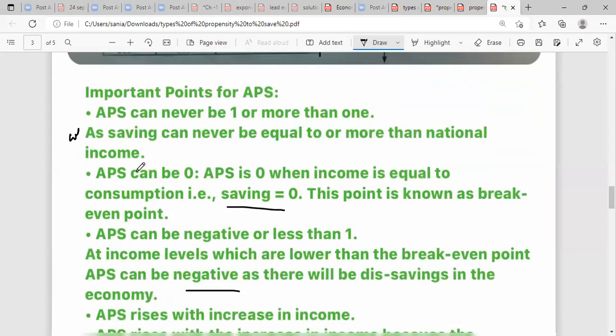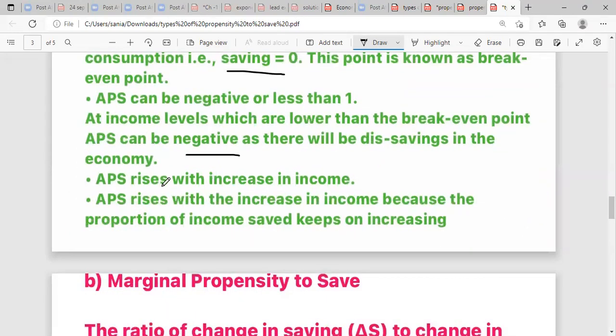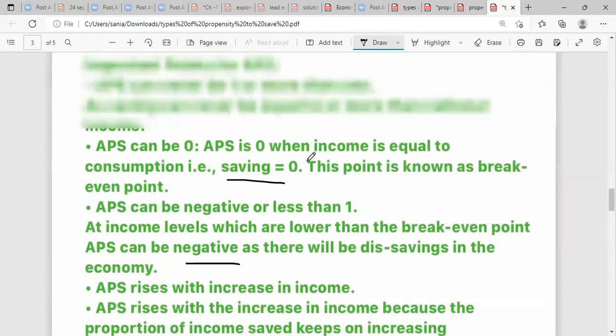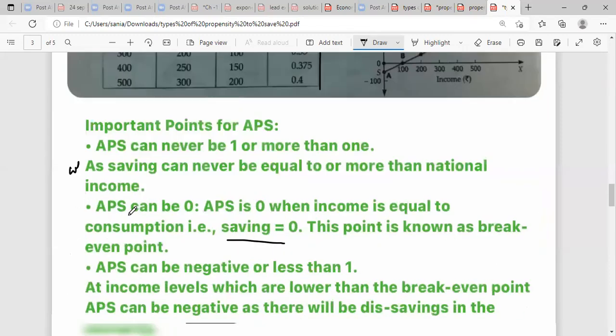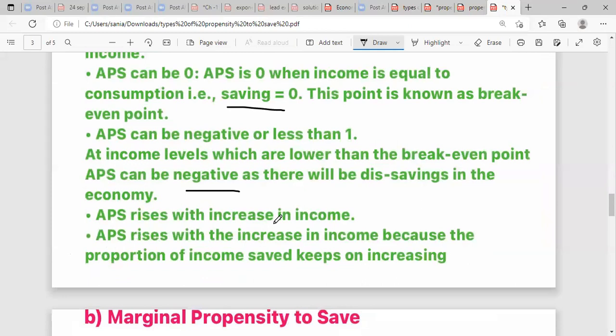And APS rises with increase in income. You can see APS is increasing from 0 to 0.25, 0.33, 0.375. And your income is also increasing: 100, 200, 300, 400, 500, right? Why is APS increasing with increase in income? Because the proportion of income saved keeps on increasing, right?